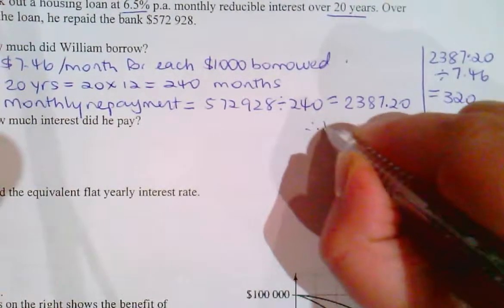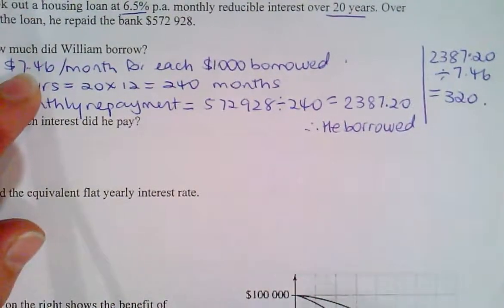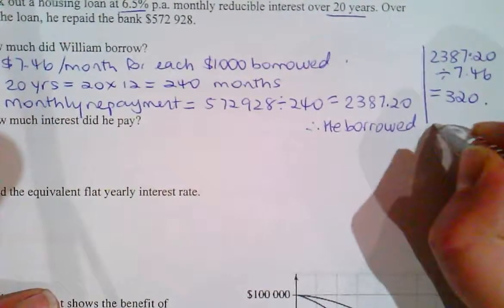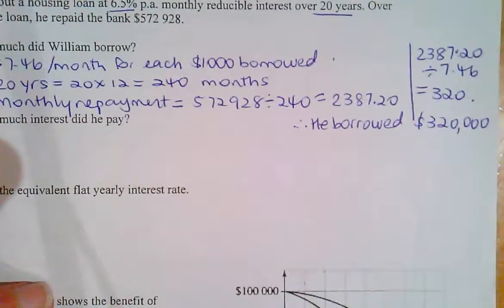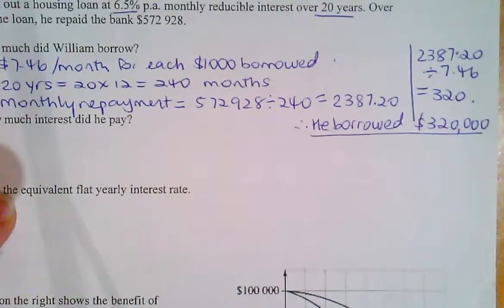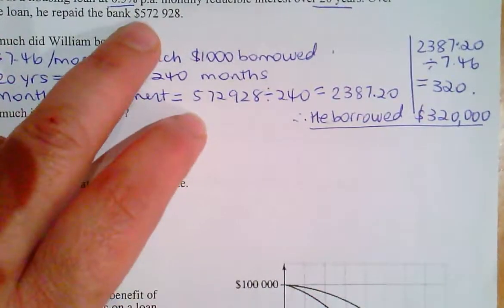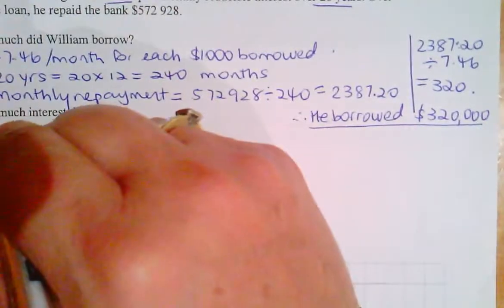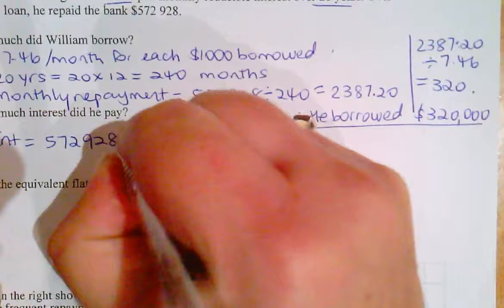So therefore, he borrowed... remember, you're paying $7.46 a month for each $1,000 borrowed. There were 320 lots of 1,000, so he borrowed $320,000. Okay? So that's a sort of working backwards one. The next question was, how much interest did he pay? Well, if he's paid back $572,928 and he's borrowed $320,000, so the interest will be just subtracting those two quantities.